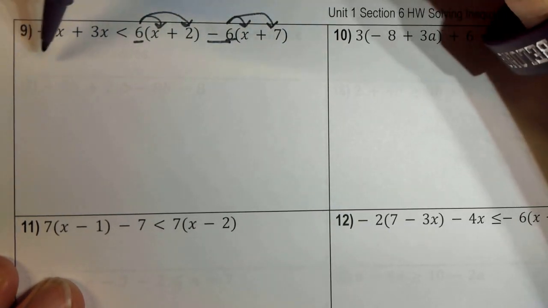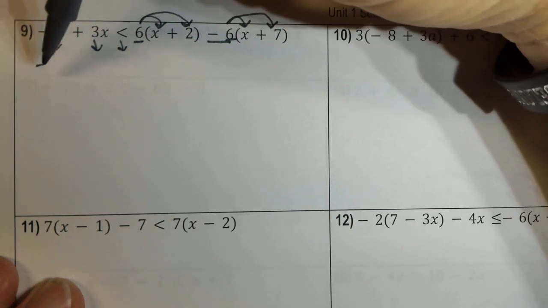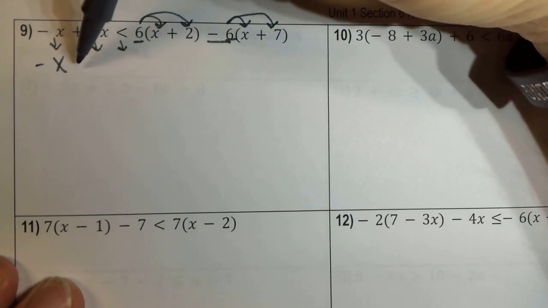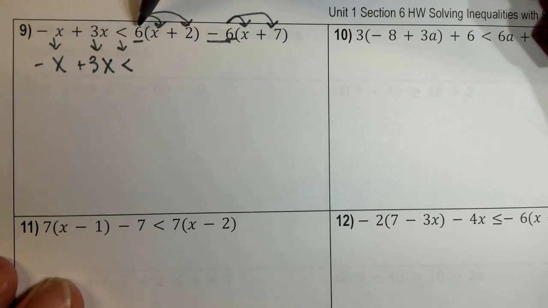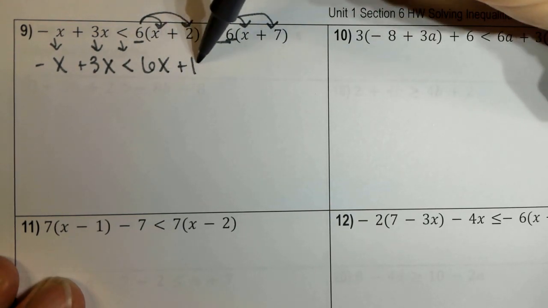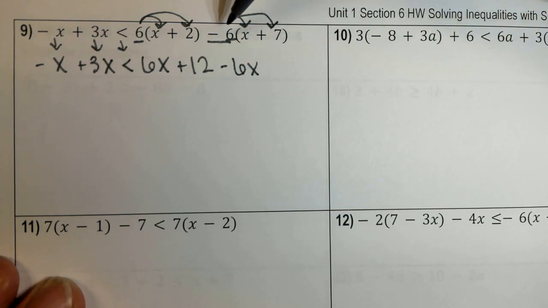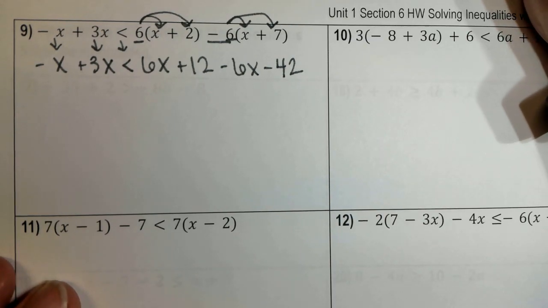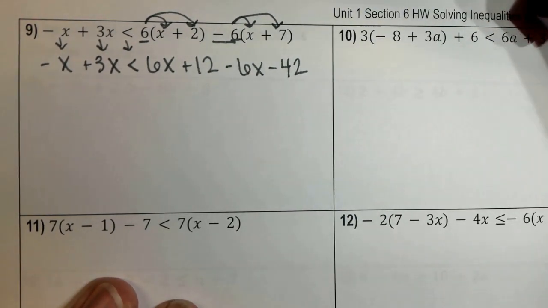Okay. So this stuff right here, these three did not change, so I just rewrite it. Now I do 6 times x, 6 times 2, negative 6 times x, negative 6 times 7. Alright. Okay, our parentheses are all gone. Now we can combine like terms.